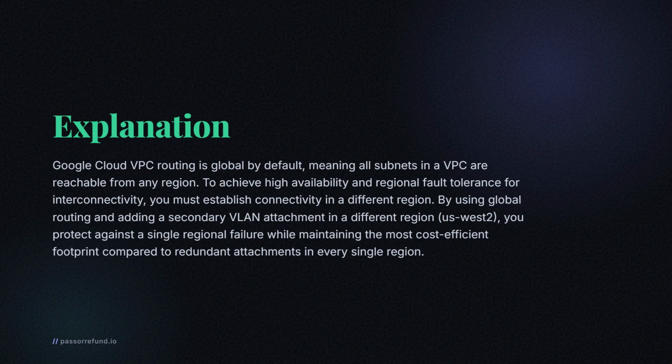I would go with C. So, Google Cloud VPC routing is global by default, which means all subnets in a VPC are reachable from any region.